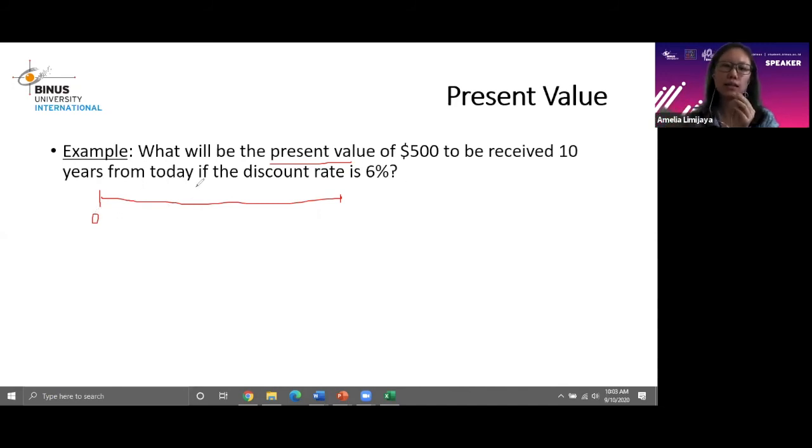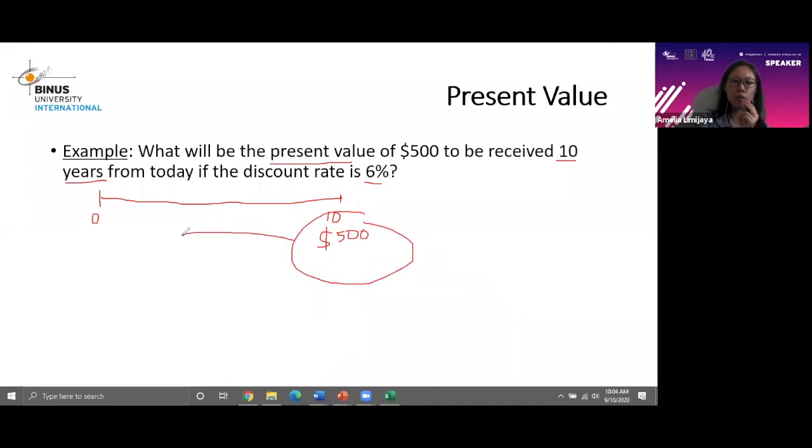Let's say that at the end of 10 years, here, I'm going to put 10 to indicate year 10. At the end of year 10, somebody will give you 500. Discount rate is still 6%. So now my interest is, I want to know how much is the value of 500 now? The 500 is 10 years from now. Will it be 500 now?